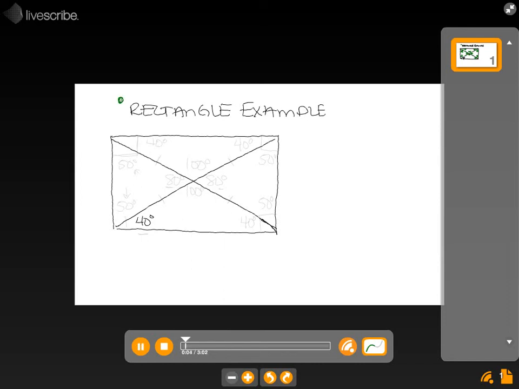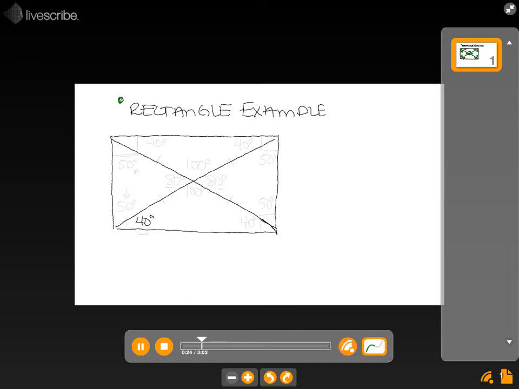Okay, this is a quick example about a rectangle. It's a pretty neat example because if I give you any one angle of a rectangle, you'll be able to find any other angle in the rectangle if your picture looks like this. So we're going to talk through how to find all the other angles in this picture, okay? And I've given you one angle that's 40.